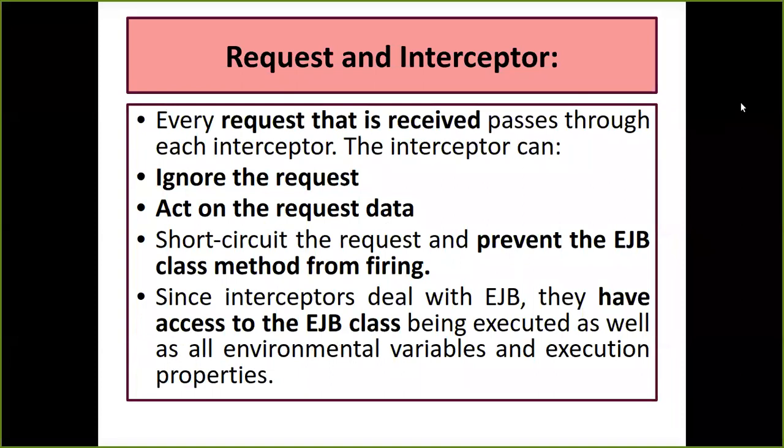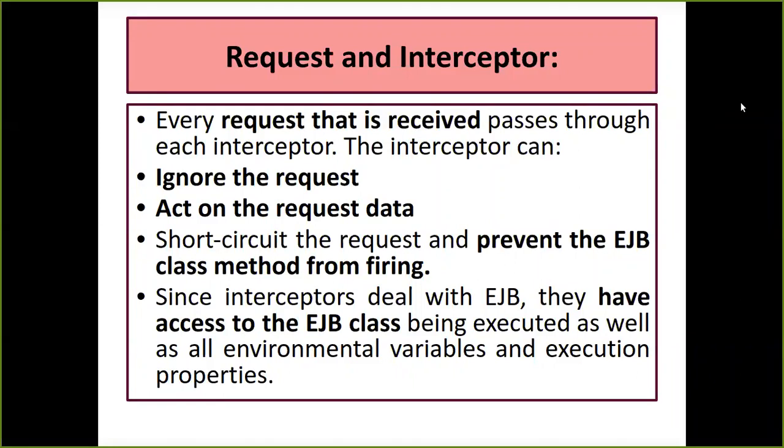Now the next one, request and the interceptor. Whenever the request has been received by the interceptor, what is going to happen? What can the interceptor do when it receives that request from the client? It can ignore that request, because it is possible that it is not a valid parameter which came from the client. So it can ignore that request. It will not make the request reach the methods for the invocation.